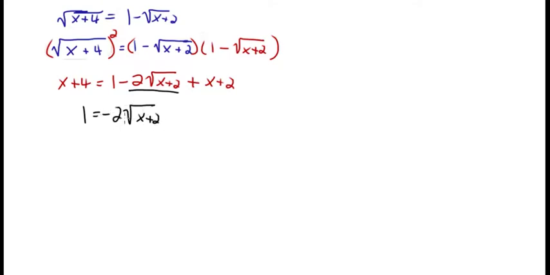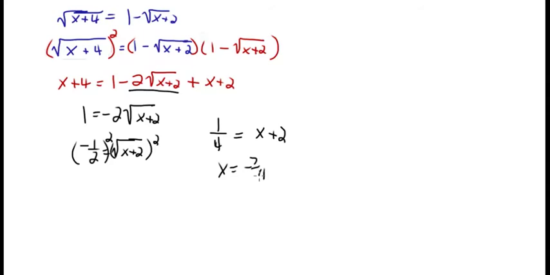So now let's isolate it even further. Let's get rid of this coefficient of negative 2 by dividing. And we will get negative 1/2 equals the square root of x plus 2. Now it's looking exactly like the first one that I gave you with different numbers. But what we do is we just square it now. So we square both sides. Square both sides. And what do we get? We get positive 1/4 equals x plus 2. And then we solve for x. We get x equals negative 7/4.